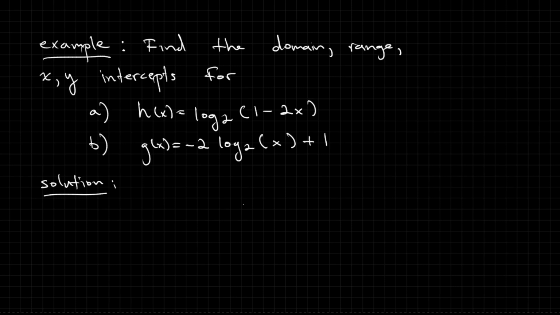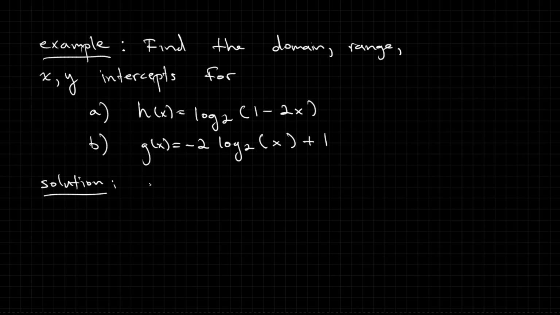Now that we've seen the basic properties of the basic logarithmic functions, let's go ahead and take a look at how we can figure out some properties of more complicated ones. So let's find the domain, the range, the x and y-intercepts for these two functions. Now both of these are transformations of the function log base 2 of x, but we won't be graphing in this example. We'll be using some algebraic ideas to figure out domain, range, x and y-intercepts for these transformations.